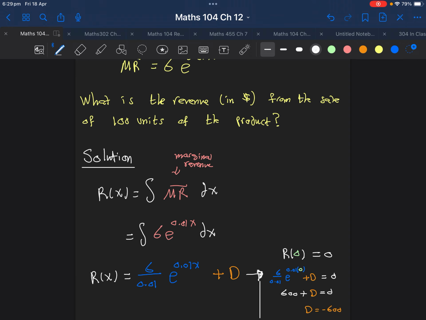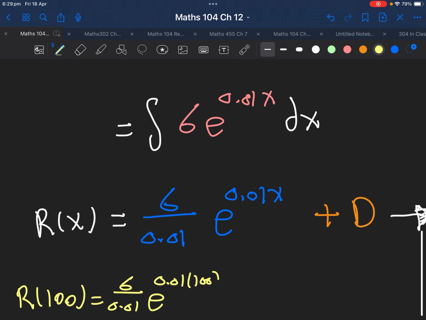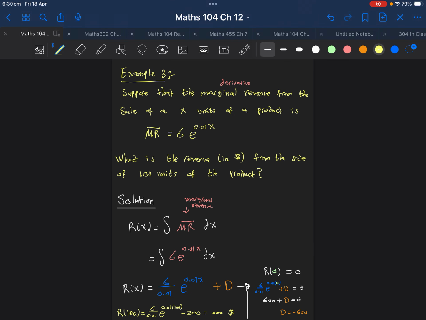Of course, my final answer should be, I have to plug in x equal to 100. So the final answer, do it in yellow. Just to make sure that this is the final answer, plug in 100. It will be 6 over 0.01 e to the 0.01 times 100 minus 600. This will be just the answer. And that, of course, will be a revenue, so the answer will be in dollars. That's how we do example number 3, where we need to find the integration of the marginal revenue.